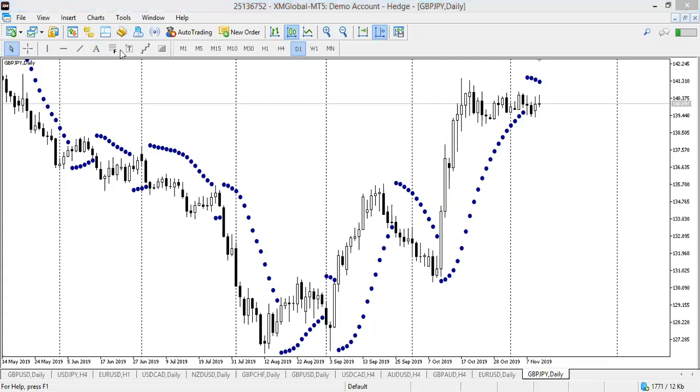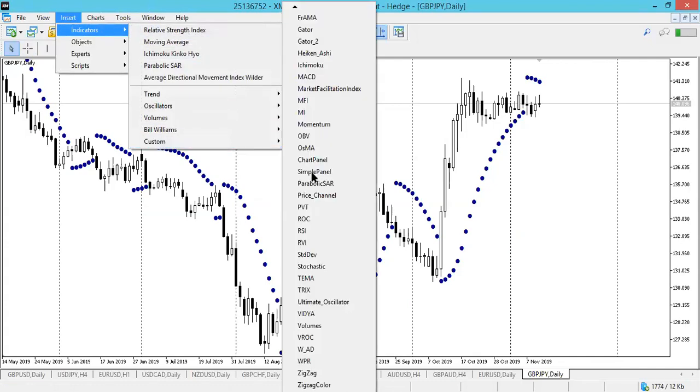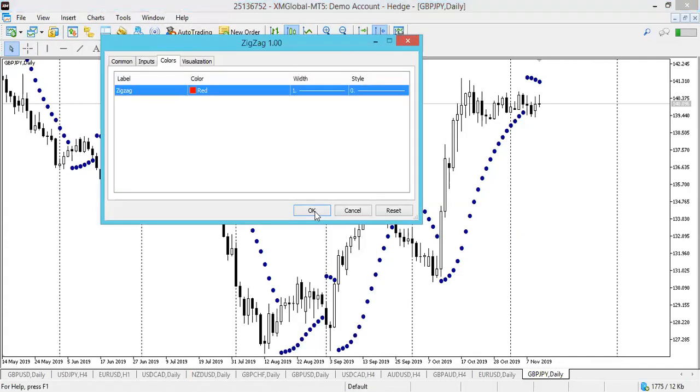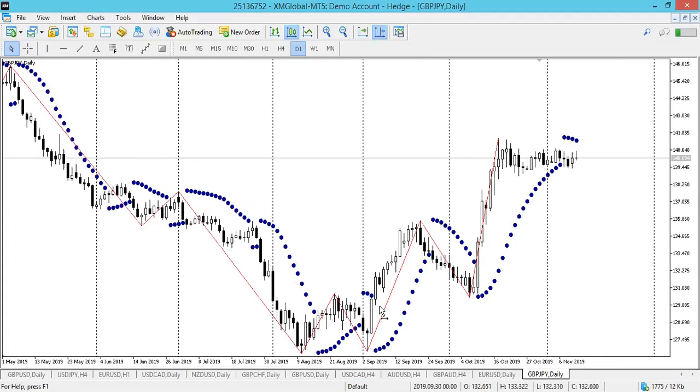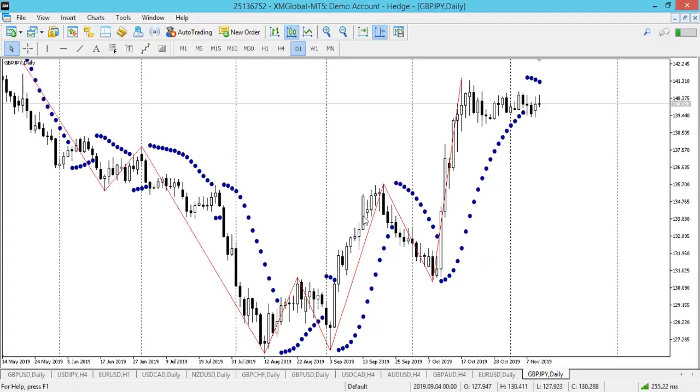For example, let's look at this GBP JPY, no? Kung mapapansin natin, lagyan ko ng zigzag indicator para ma-identify natin yung top and bottom. Yan. Kung mapapansin nyo, the market is clearly trending upwards from here.